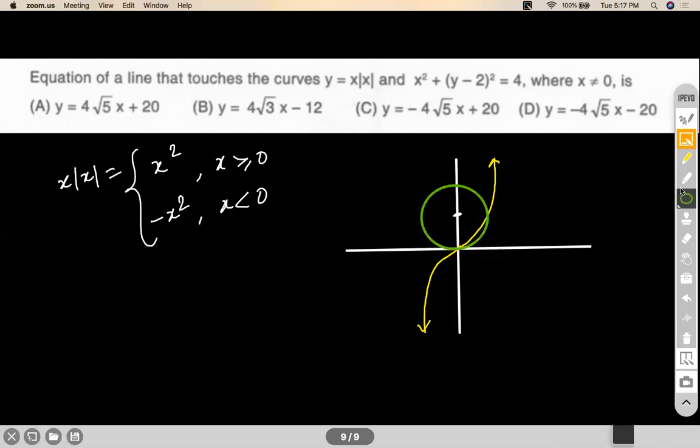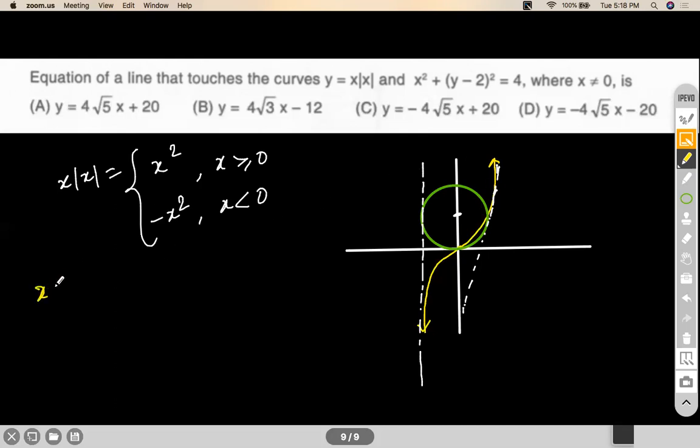Now it is very obvious from this diagram that there could be two tangents possible. One would be like this. And the other could be like this. Now, let's try to figure that out. What is going to be the answer for this? So I think there should be two answers coming out. Let's try to verify it.